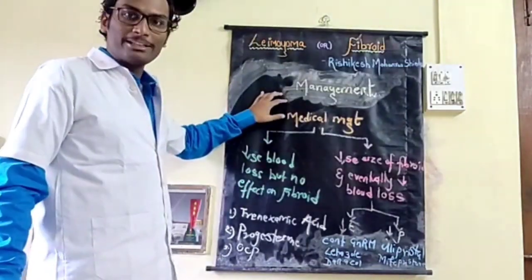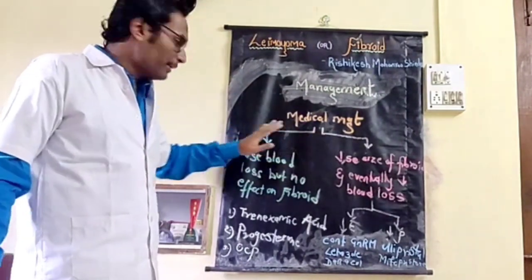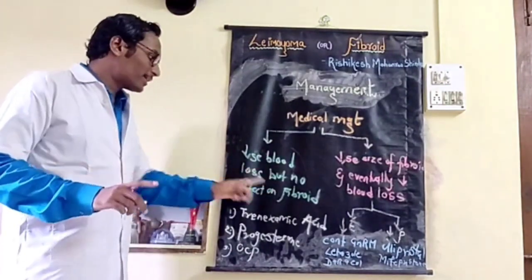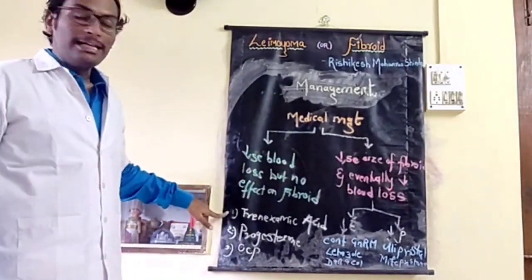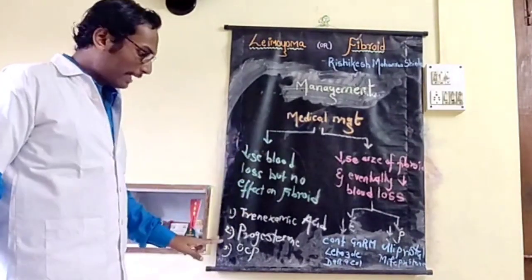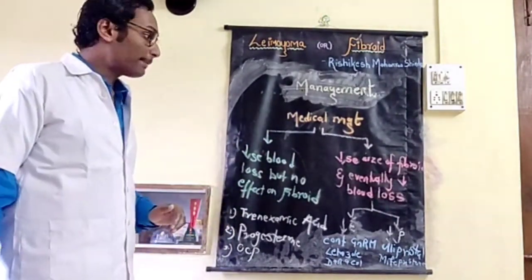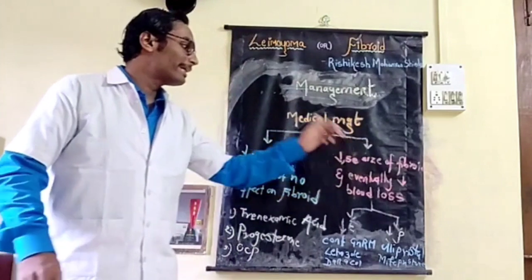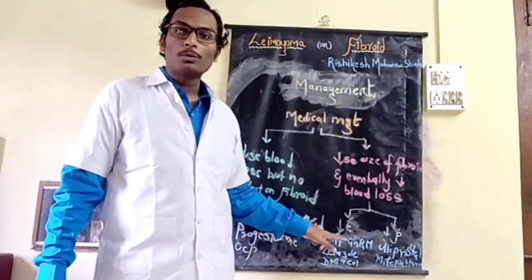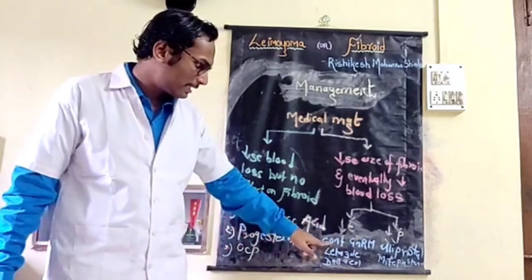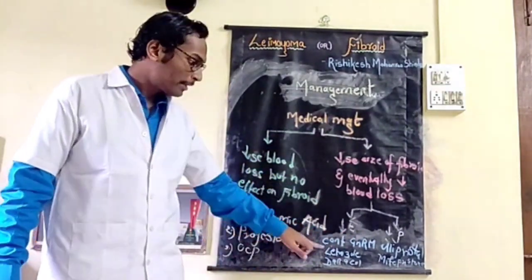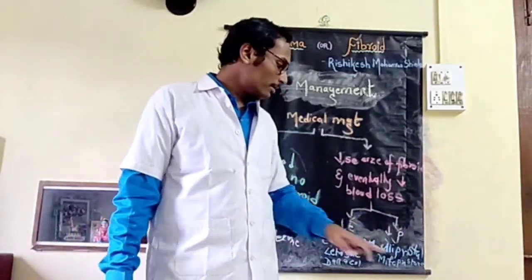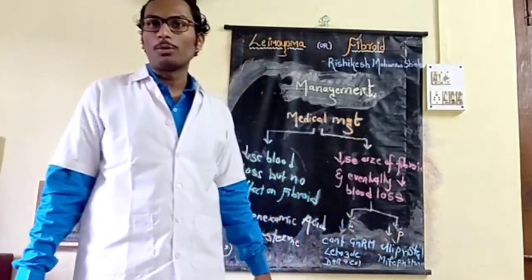Now, talking about the medical management of fibroid. We classify the drugs into two groups. First, those drugs which decrease the blood flow but do not have any action on the fibroid: tranexamic acid, progesterone, and OCP. Other drugs decrease the size of the fibroid and eventually decrease the blood loss. We classify them as drugs which decrease estrogen: continuous GnRH infusion, letrozole, and danazol. And the drugs which decrease progesterone are allopurinol and mifepristone.